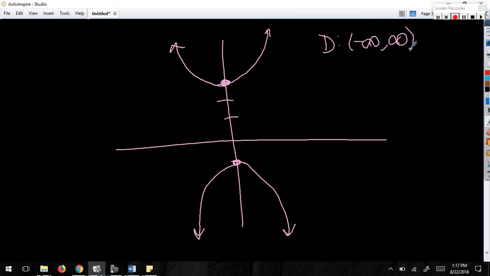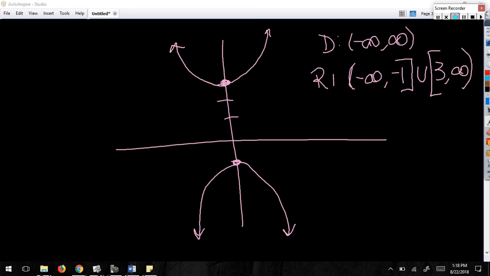Here's where it gets tricky. Range. Okay, well, what's the smallest? Negative one. Well, which one are we doing? You've got to look at it as a whole. What's the lowest the graph ever gets? Negative infinity. No, negative one. To -1, bracket or parenthesis? Bracket. And I want to join that with, so it skips some space, 3 with a bracket, and then positive infinity.